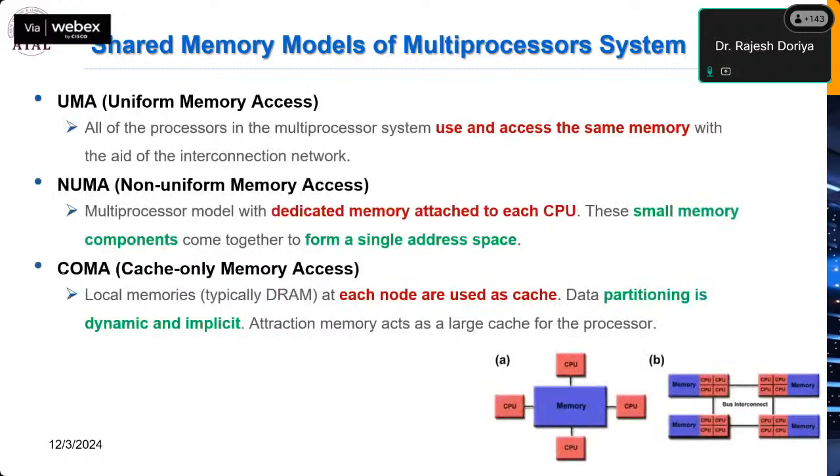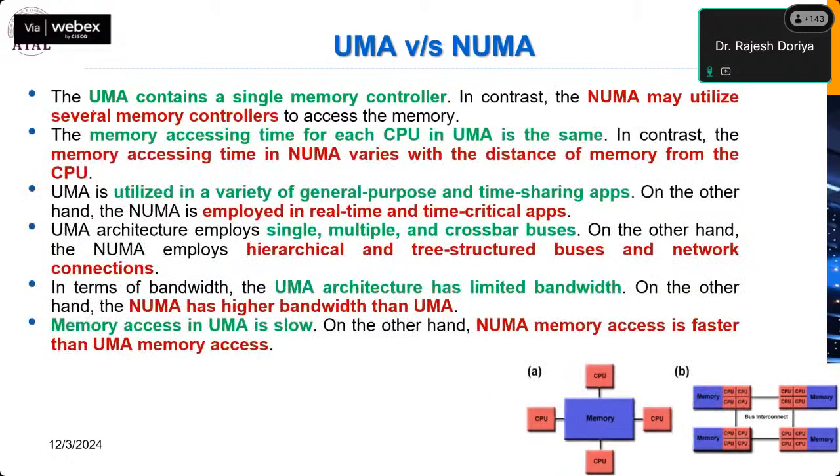Now we have one more type, that is COMA, and in this case what happens is that whenever there is a larger requirement of memory by a CPU, dynamically that sort of memory is provisioned to that core. So that's what happens in COMA. And we have already discussed what we mean by UMA and NUMA. Now, if you talk about more differences between UMA and NUMA, then UMA contains a single memory controller, while NUMA may utilize several memory controllers because we have separate memory spaces. So we may have multiple memory controllers.